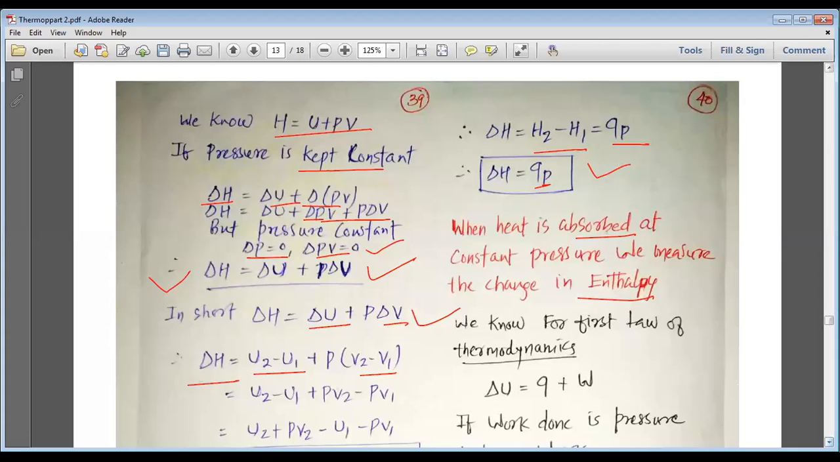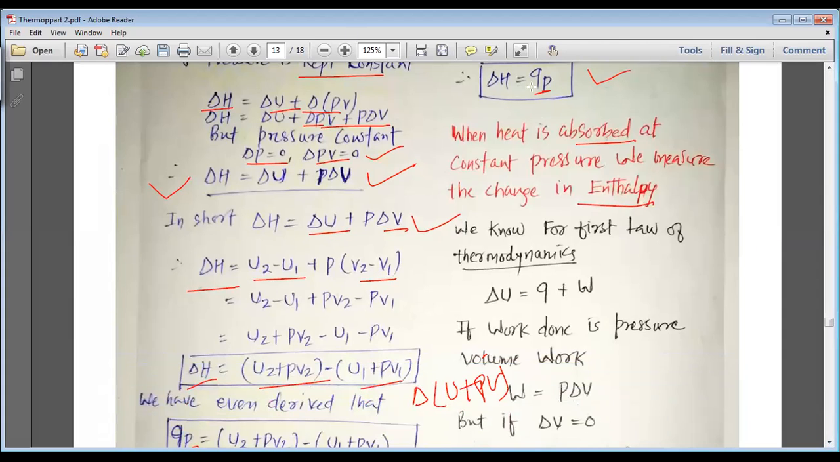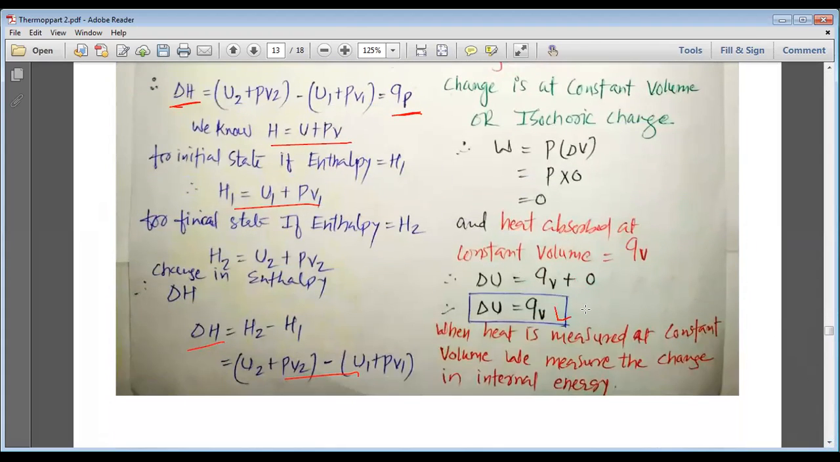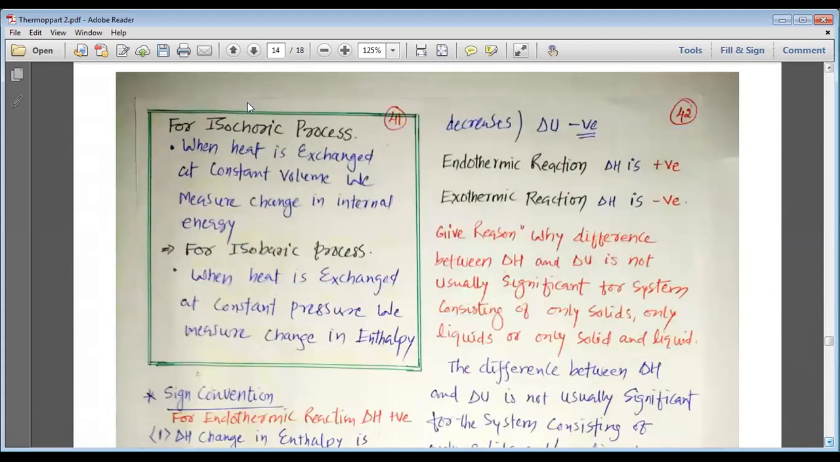Now, my dear students, we have realized that heat exchange at constant pressure is change in enthalpy, and we are already aware that heat exchange at constant volume is change in internal energy. So let us revise these two important points once again. For an isochoric process, where V is constant, when heat is exchanged at constant volume, we measure the change in internal energy. And for an isobaric process, when heat is exchanged at constant pressure, we measure the change in the enthalpy.